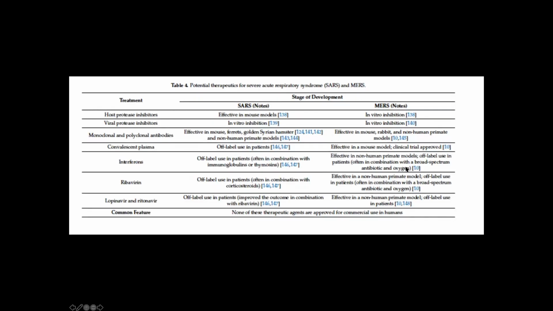Now, therapeutics. As I said earlier, this is from a recent article that I should have the reference for underneath, but it doesn't show for some reason, where you can see the different inhibitors. So protease inhibitors have been shown to be effective in mouse models, along with monoclonal antibodies, interferons, ribavirin, and of course protease inhibitors that can be used off-label for patients, including ribavirin right now.